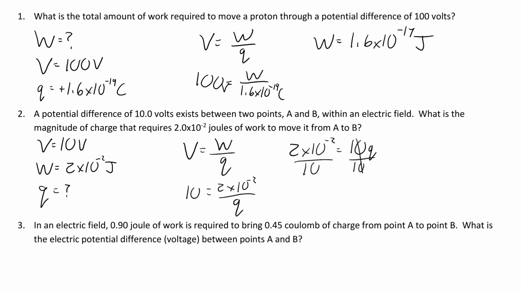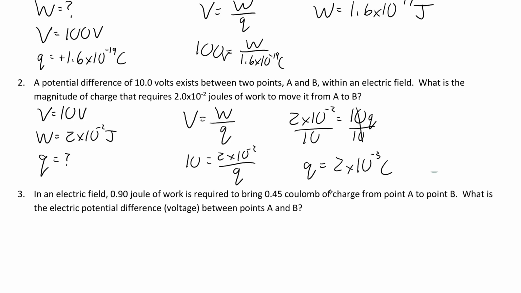So I bet a lot of you guys probably flipped it. You did 10 divided by 0.02 instead. And you get a charge of 2 times 10 to the negative 3 coulombs. Or you could write it as 0.002 coulombs. But we like scientific notation.